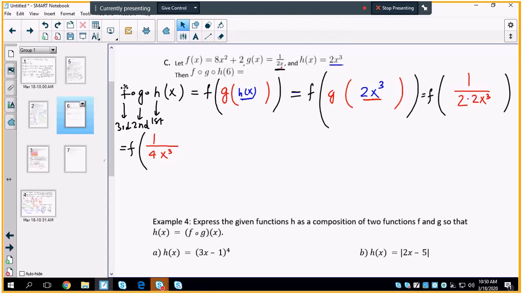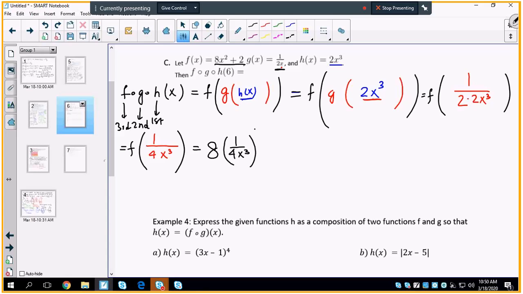Finally, I try to find what is f of x. F of x is 8x squared plus 2. So I do the same thing. I say it is equal to 8. I pause. In place of x, I write down whatever I have seen as the input, which is 1 over 4x cubed, squared, plus 2. And then the rest is simplification.